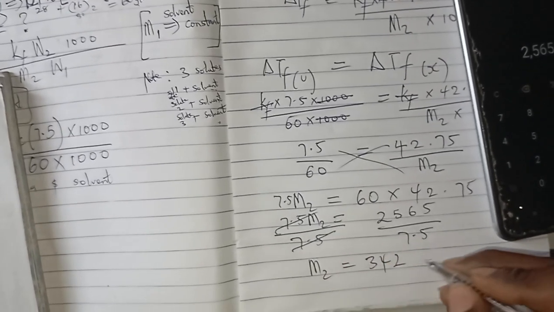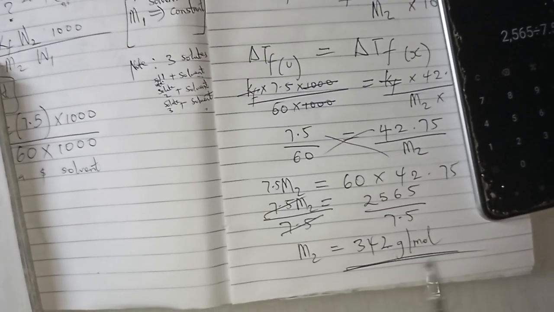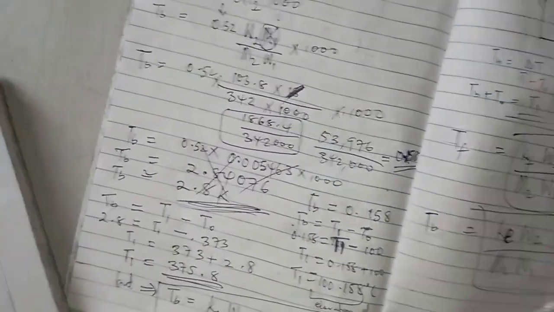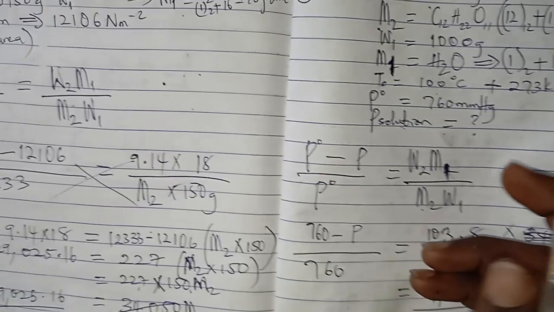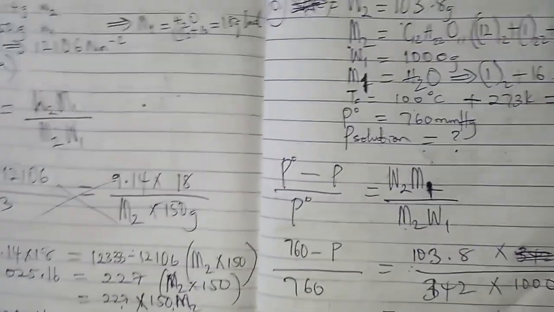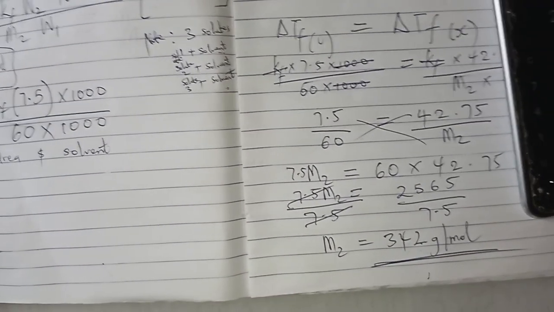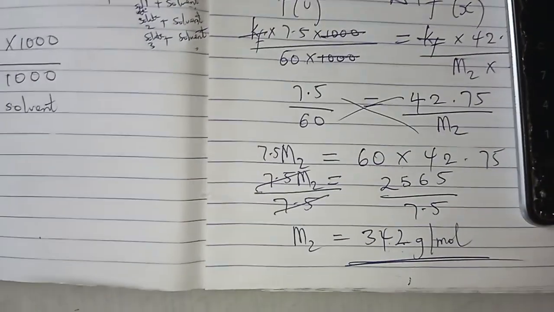This is the molar mass you are calculating, so it's going to be gram per mole. This X is 342 gram per mole. Remember, we did something like that earlier, and that gave us 342. So this is likely sucrose, C12H22O11, because that's the same thing we are getting. And remember that with colligative properties, to find relative molecular mass, you have to focus on organic compounds. So we have 342 gram per mole. That's our final answer.